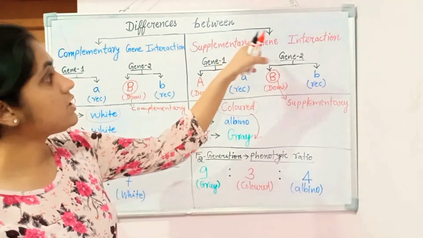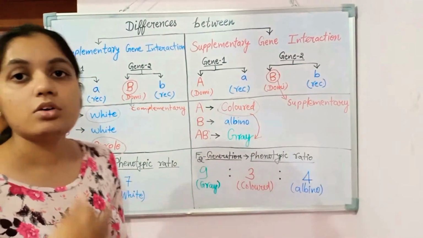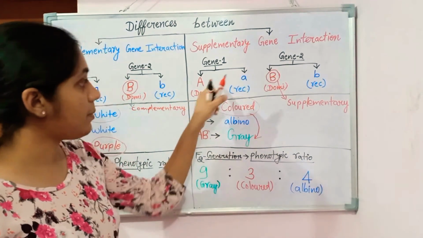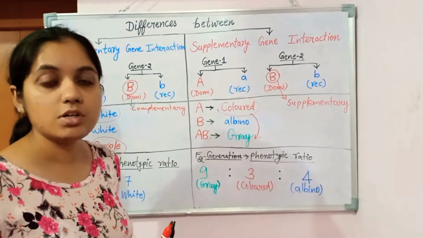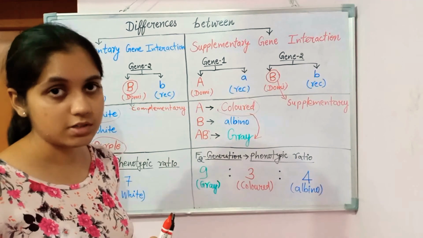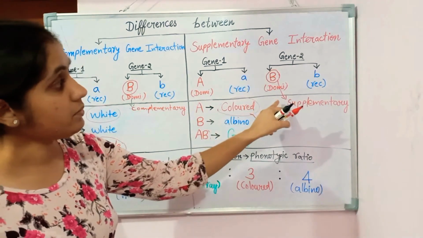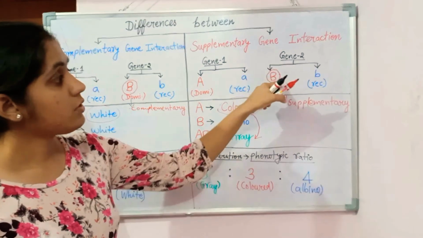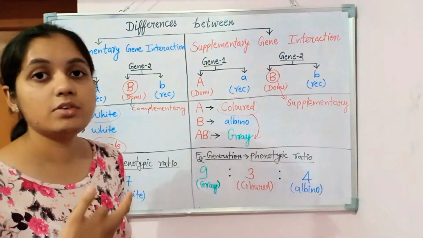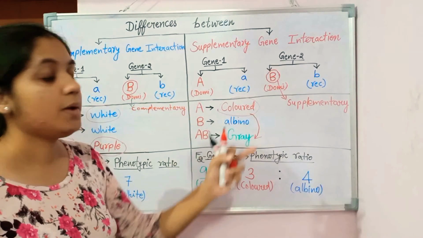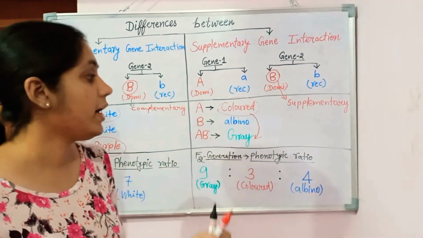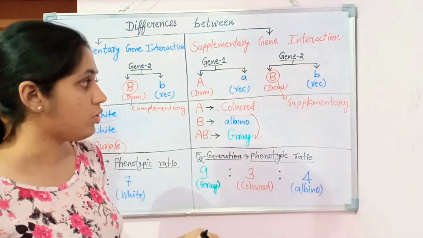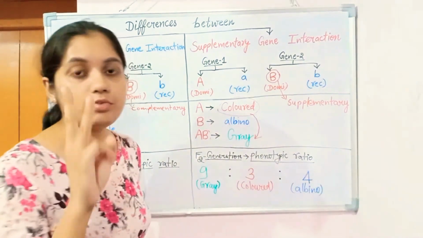And here in the supplementary gene interaction, the dominant allele of the gene 1, this capital A, can produce its own phenotype, can express itself, but when the dominant allele of the gene 2 is present with this, then the phenotype is deviated, modified to the grey. So here the three types of phenotypes are produced.